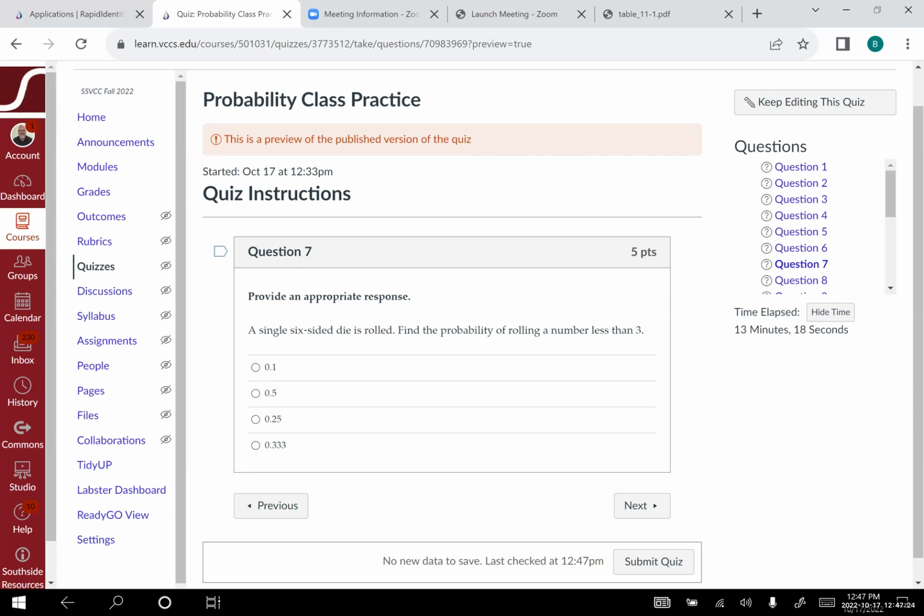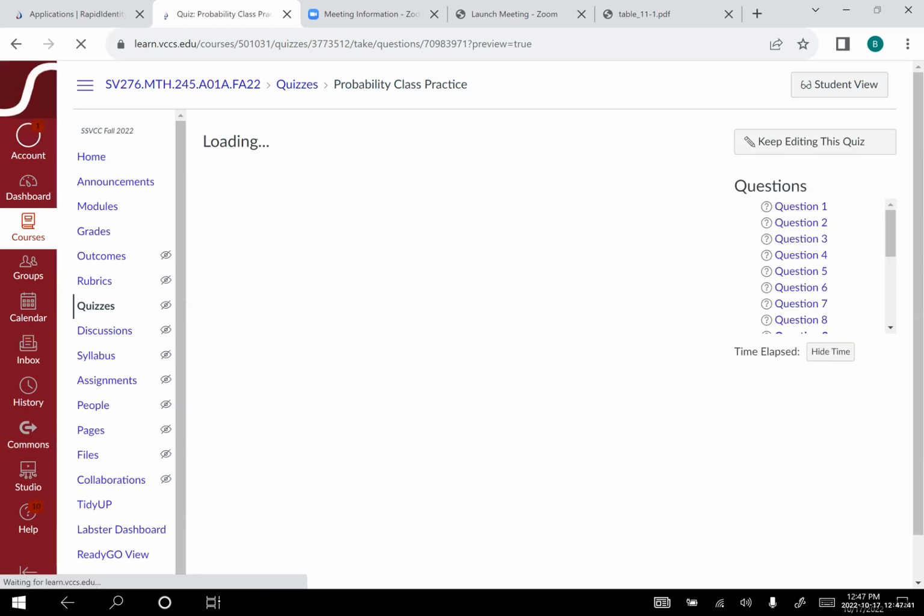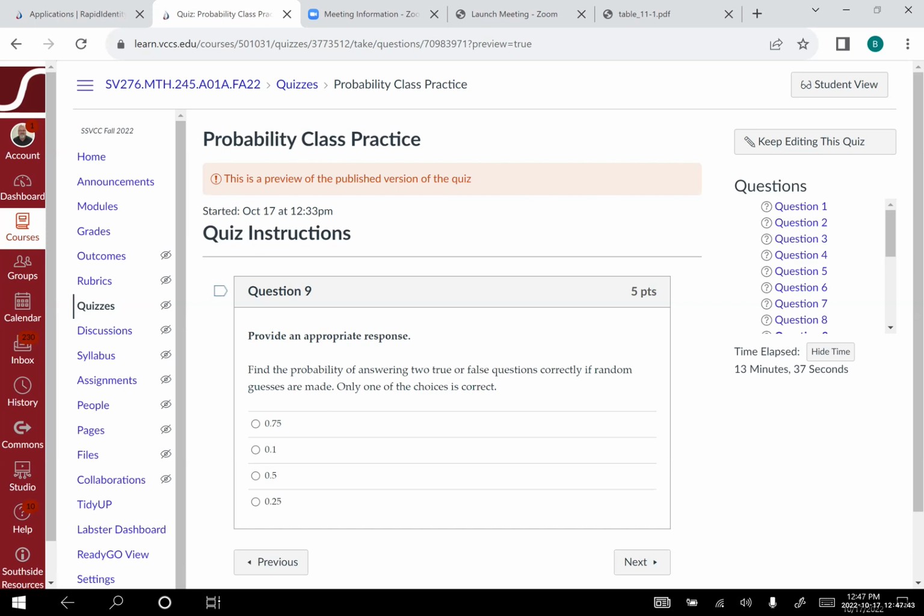All right, let's see. This one we did before. That one I'm going to skip because it's really the same question we just did. It's kind of a duplicate question, just worded differently.